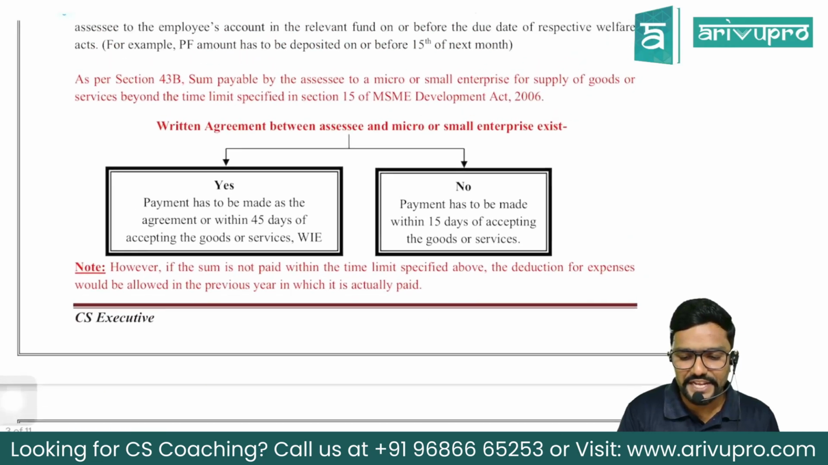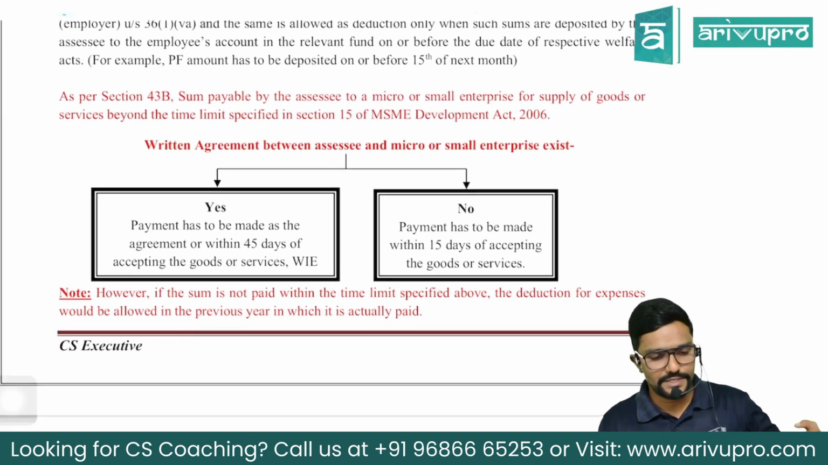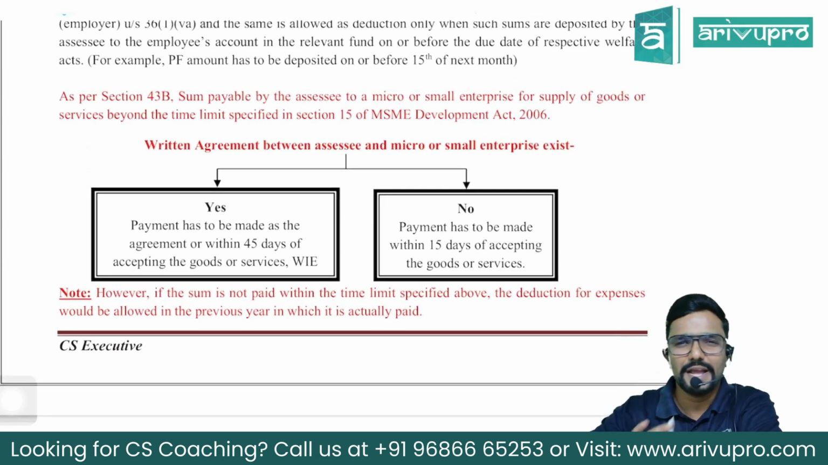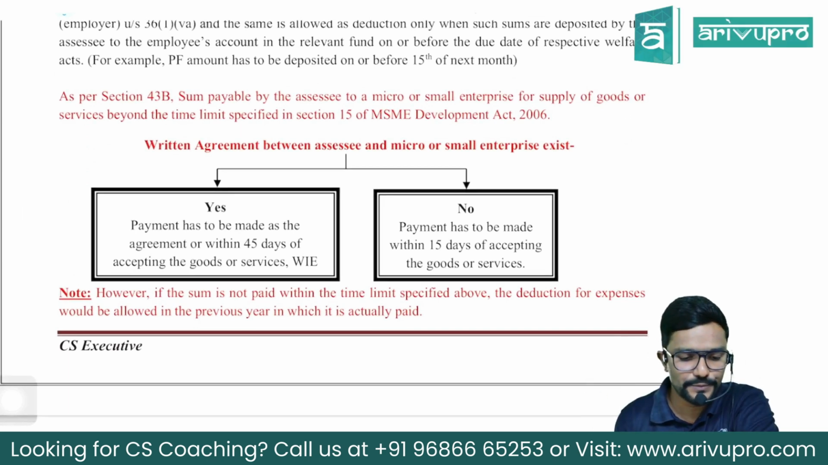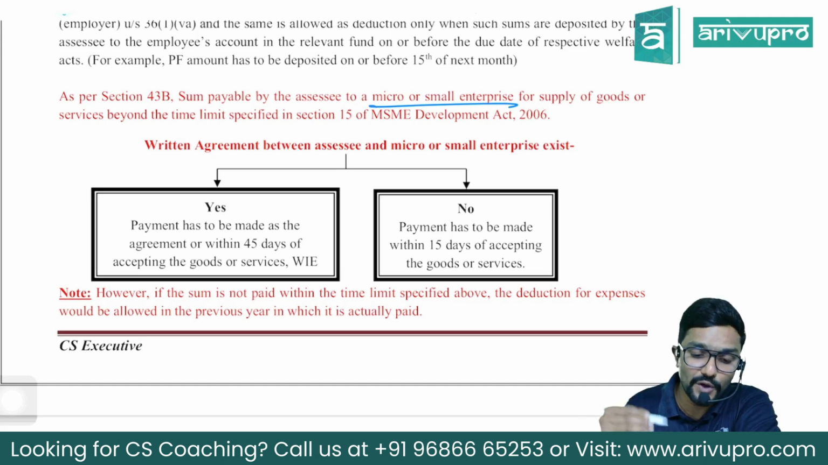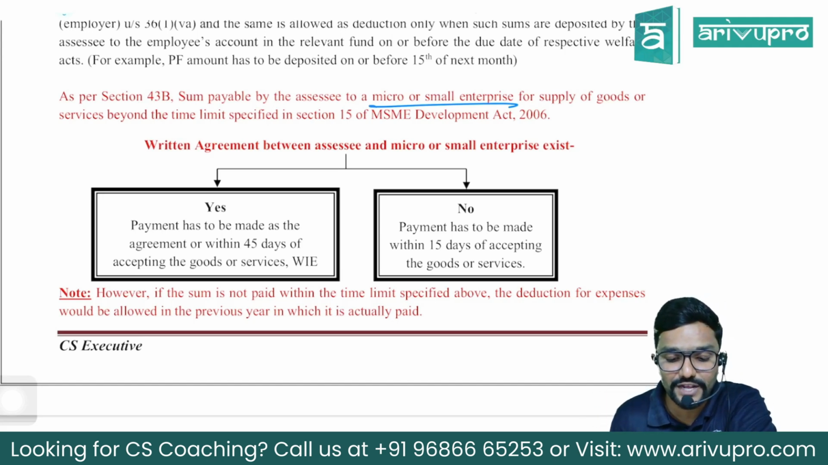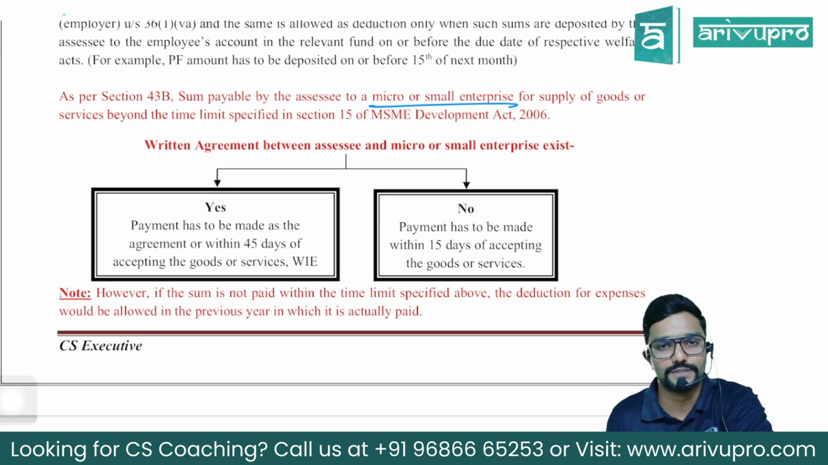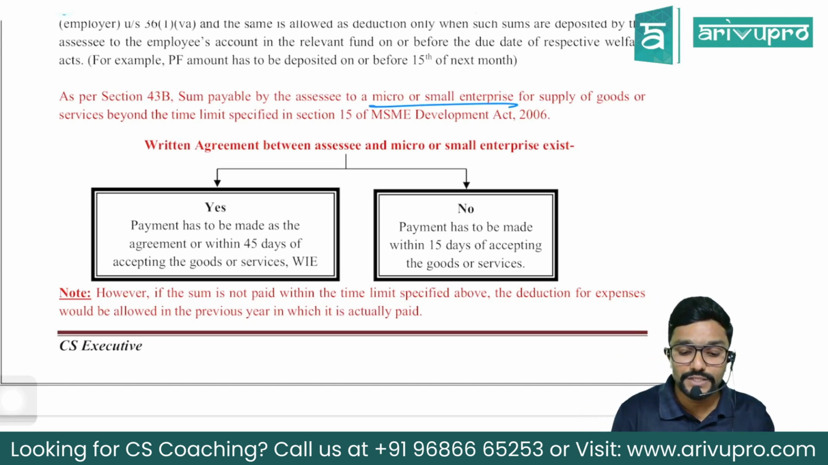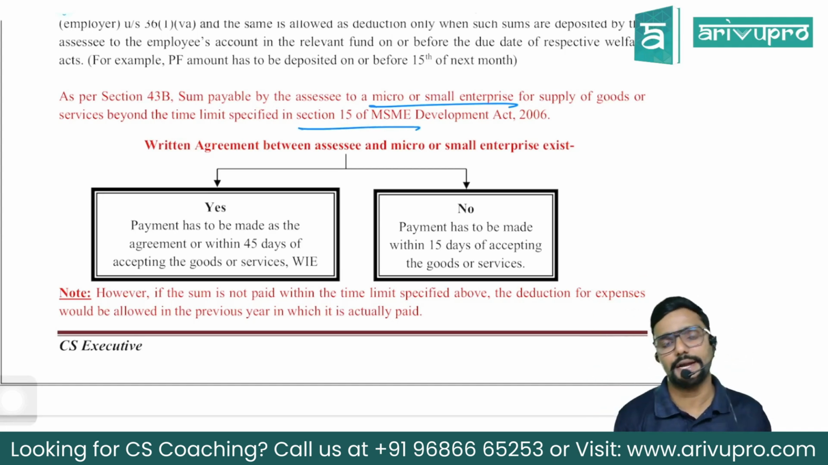Now there is some addition. What is it? We will see. As per section 43B, this is also part of section 43B only, but a different category of expenditure. As per section 43B, sum payable by the assessee to a micro or small enterprise for supply of goods or services beyond the time limit specified in section 15 of the MSME Development Act 2006. What they are telling is, section 43B of the Income Tax Act gives reference to section 15 of the MSME Act.